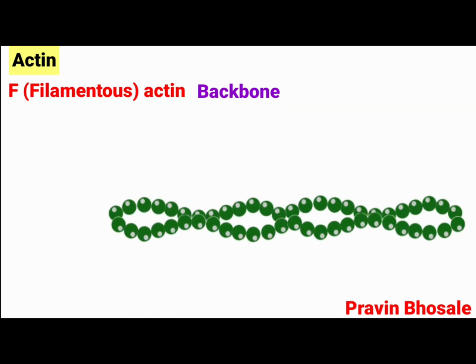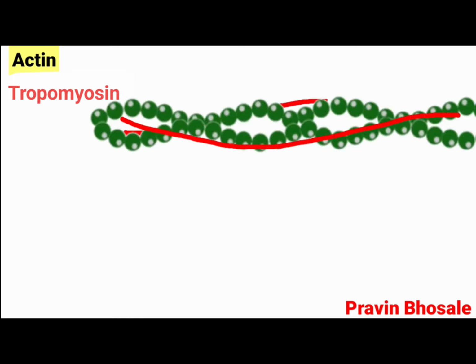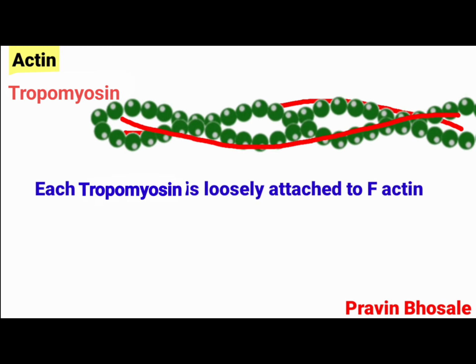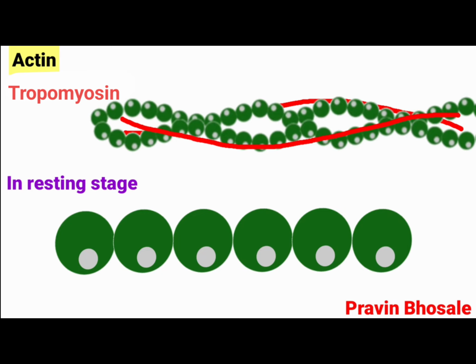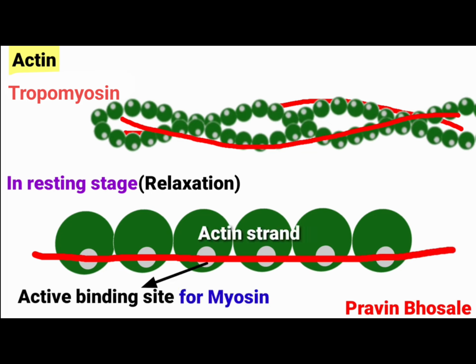Two F-actin strands are wound around each other. It is a double-stranded tropomyosin. Two filaments of tropomyosin also run close to F-actin throughout its length. Each tropomyosin is loosely attached to F-actin. In the resting stage, that is, during relaxation, tropomyosin physically covers the active binding site for myosin on the actin strand.